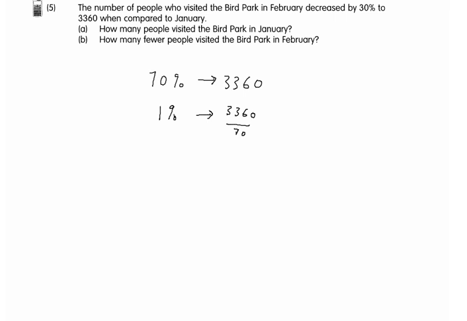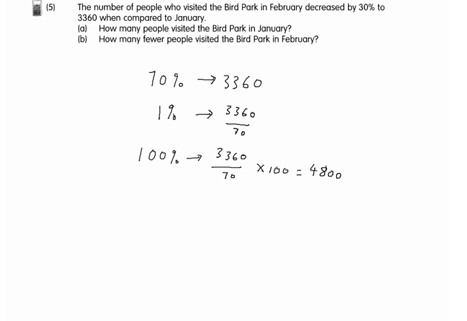Okay, so they want to find the number of people who visited the bird park in January. What's the number of people who visited the bird park in January in terms of percentage, Ryan? 100%. Okay, I'm looking at 100%. So I have 3,360 over 70 times 100. And what is this equal to? 4,800. Okay, so we know that part A is 4,800. Let's fill in the part A answer first. 4,800.